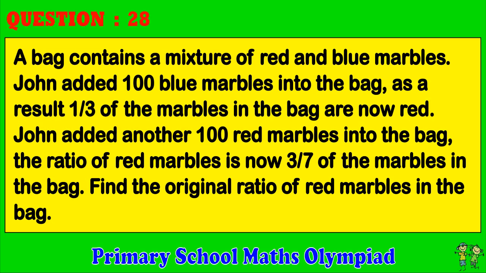Question 28. A bag contains a mixture of red and blue marbles. John added 100 blue marbles into the bag. As a result, 1/3 of the marbles in the bag are now red. John added another 100 red marbles into the bag. The ratio of red marbles is now 3/7 of the marbles in the bag. Find the original ratio of red marbles in the bag.